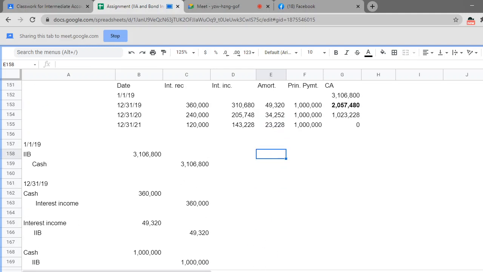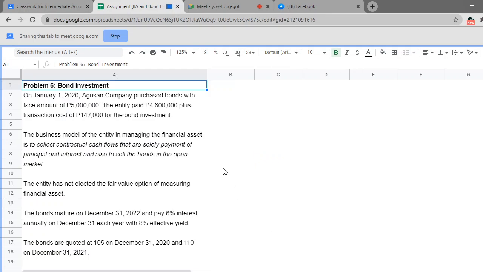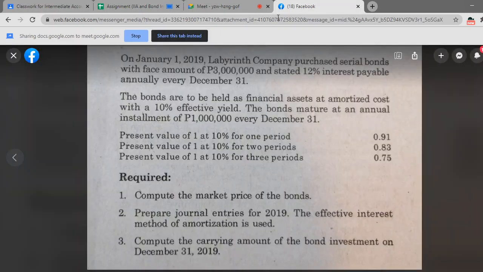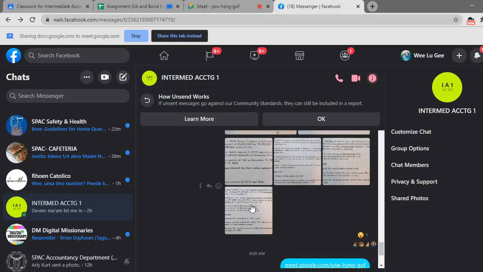Then, let's have our fair value through OCI. It's your assignment, actually. We will talk about Agusan. Is this the assignment? Problem 6. Alright. Agusan Company. We are to prepare an amortization table for the discount, and we are going to prepare journal entries. But before we discuss FVOCI, let us have this fair value option, Rain Company.